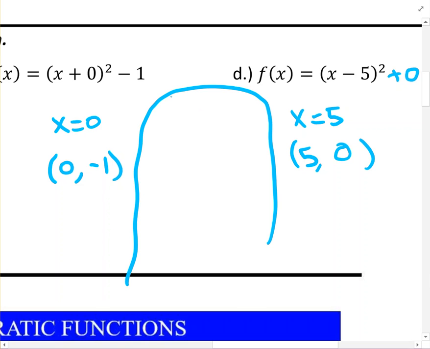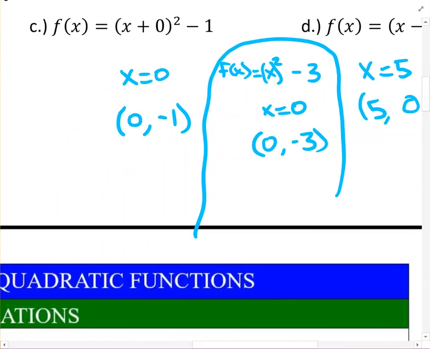If I bring in another example, f of x equals x squared minus 3, you would say the AOS is x equals, there's no number in there in parentheses with x, so that would just be 0. And the vertex would be 0, comma, -3. If there's not a number where there should be one, it's just 0.